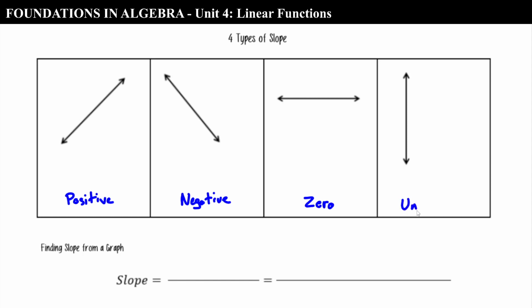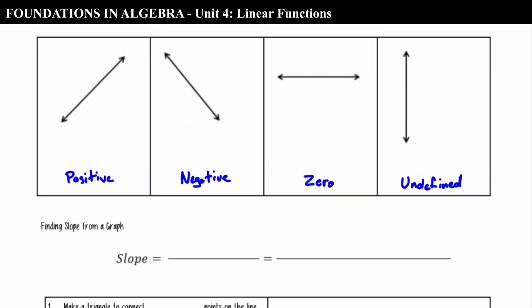And a vertical line, we have slope that is undefined. Because our change in x is 0, and because our change in x is in the denominator or the bottom of our fraction, we're dividing by 0. And you cannot divide by 0. That is something that is not mathematically possible. So that's why we say it's undefined.